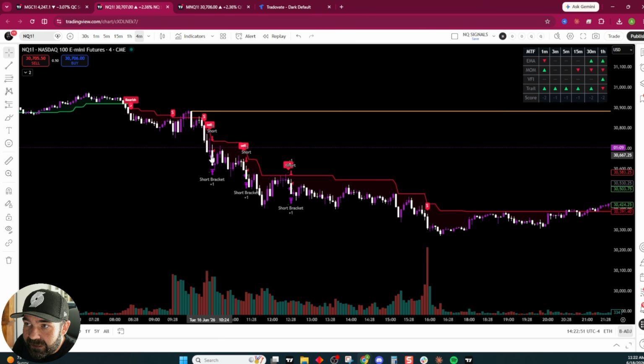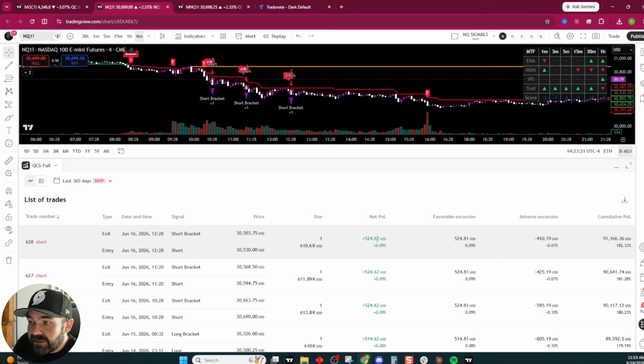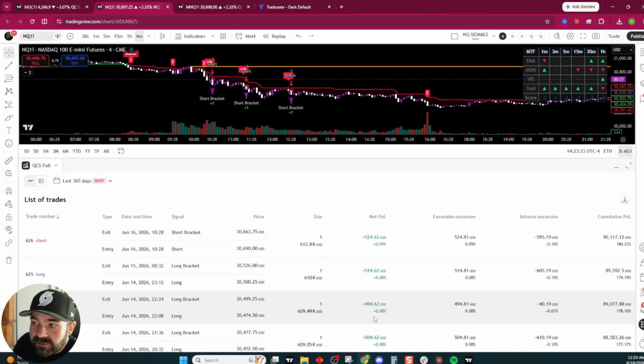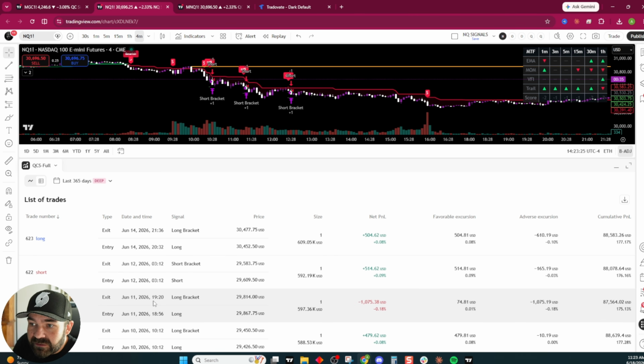Fired a short, that hit almost immediately. Intra bar, same thing. Fired, entered, and hit. Then this one did the same thing, entered and hit. So we had a very good set right there. And you can see on the trades list here, we had 1, 2, 3, 4 wins, 5 wins, 6 wins, 7 wins. But at the beginning of the week on the 11th, we were down $1,000.